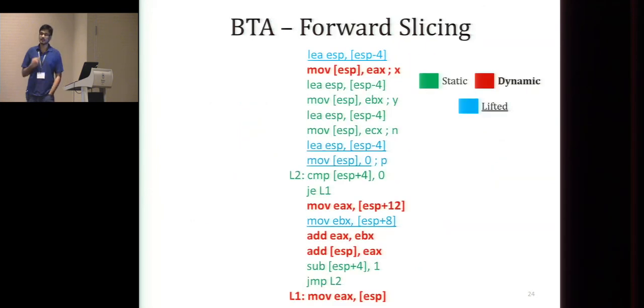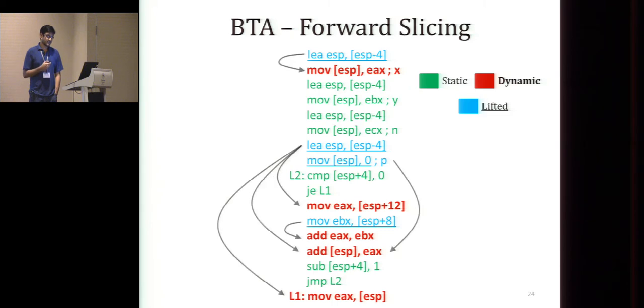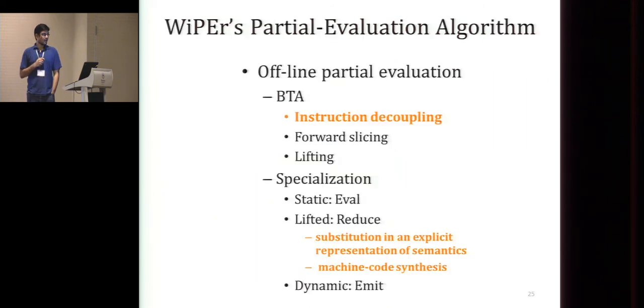So here's our example after lifting the necessary instructions. And as we can see, the lifted instructions set up data for the downstream dynamic instructions. That concludes the BTA phase of Viper, and now we are ready to look at the specializer.